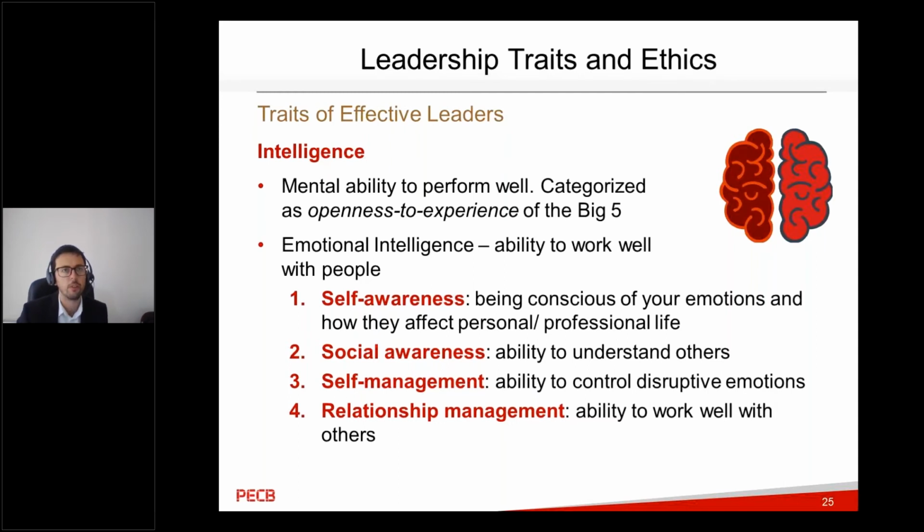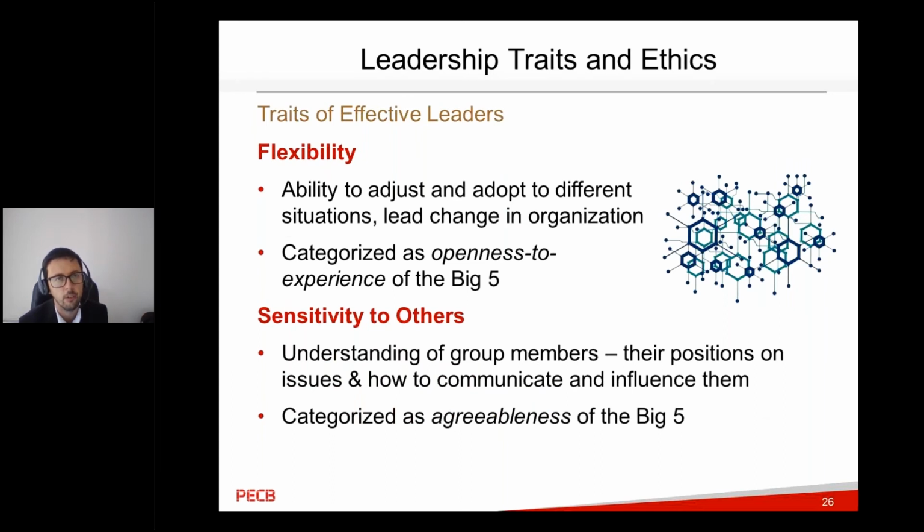On top of that, we also have traits that are related to flexibility and sensitivity to the others. As we can see, we are going through the exhaustive list of the traits that modern literature is attributing to leaders. So the last two that we will be discussing are the flexibility and the sensitivity towards the others. When we talk about flexibility, we are talking about the ability to adjust to different situations. So obviously, when we talk about the big five dimensions, flexibility will fall under the openness to experience category.